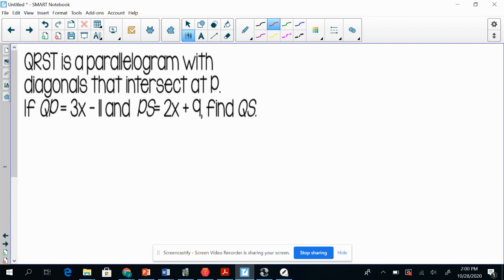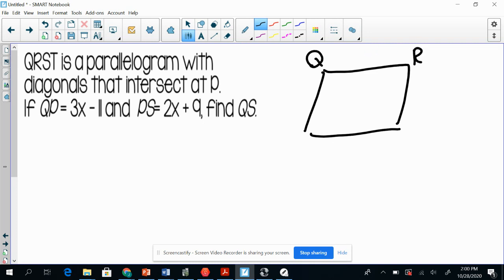Next problem. Again, practicing the idea that you have to draw something to probably be the most successful. So we're going to draw a parallelogram, and nobody judges your artwork as long as you can track it. It is helpful if you're a little neater, so take up some space. So QRST is a parallelogram.